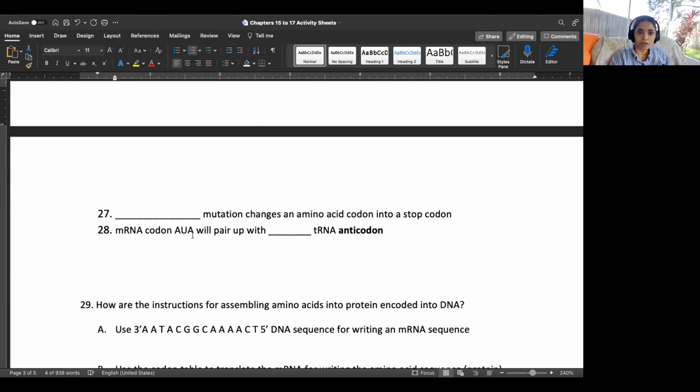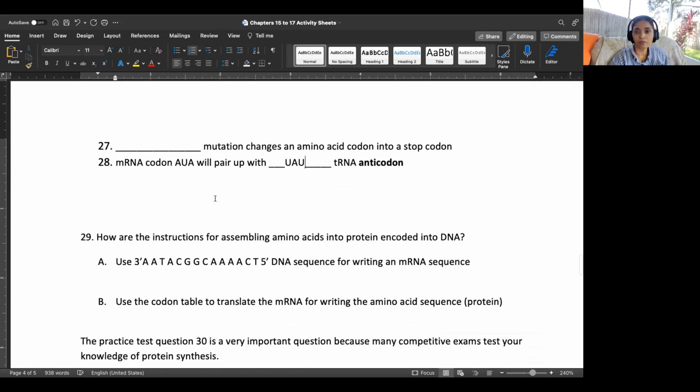Next, mRNA codon AUA will pair up with... exactly. This is RNA and this is also RNA. So A is complementary to U, U is complementary to A, A is complementary to U. So what you write here is UAU. I could have given anything. This is just an example. It's not that I'll give AUA only on the test. Next.